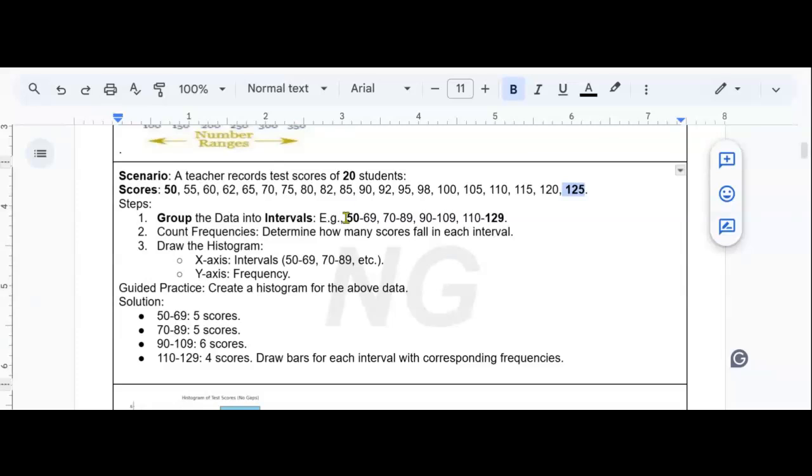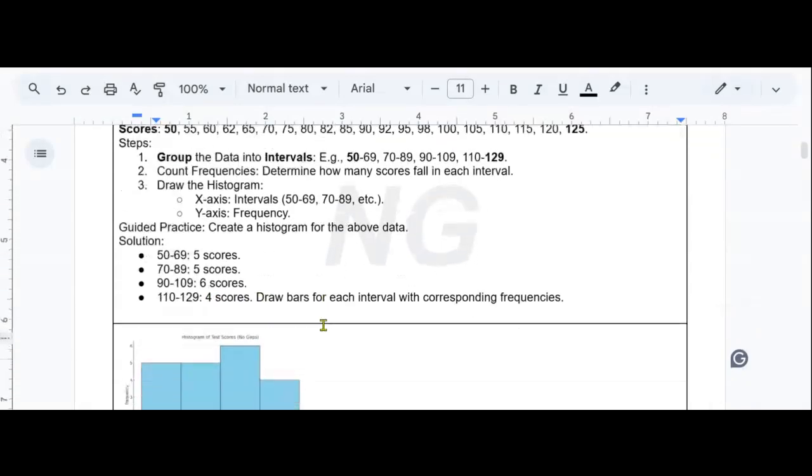So between 50 and 69, how many numbers? 5. From 70 to 89, how many numbers? 5. From 90 to 109, how many numbers? 6. And from 110 to 129, how many numbers? 4. Is this clear? Yes. And so you need to summarize data like this. After you summarize the data, what do you do?